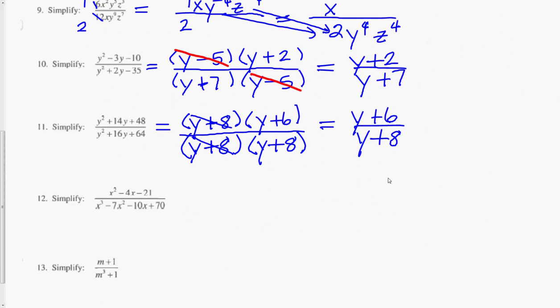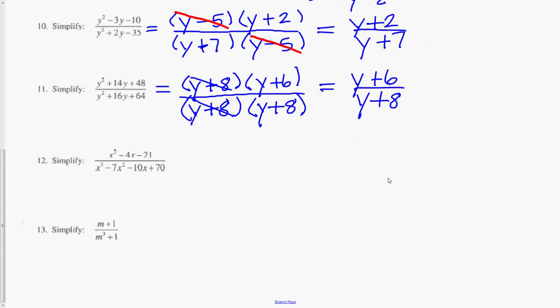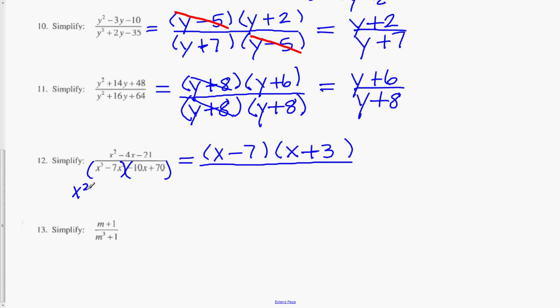Okay, number 12 gets into factor by grouping on the bottom. On the top, factors of negative 21 that add up to a negative 4 would be negative 7 and a positive 3. Okay, on the bottom, I'm going to group it underneath here. I'm going to pull out an x squared and have an x minus 7 left. I'm going to pull out a negative 10 and have an x minus 7 left. So for the factors of this, I'm going to have an x minus 7. And then remember, the two factors that you pull out in the middle go in their own parentheses.